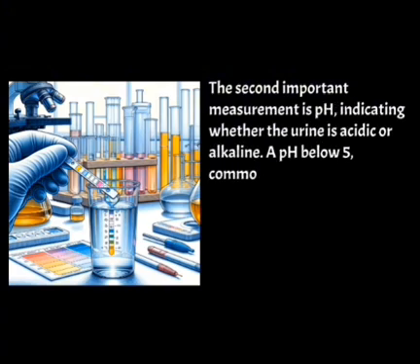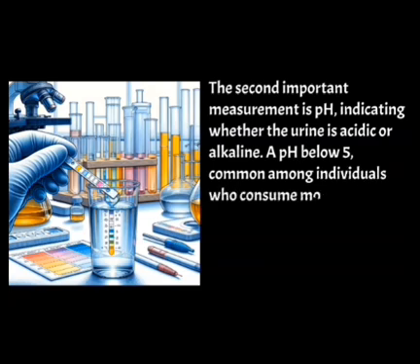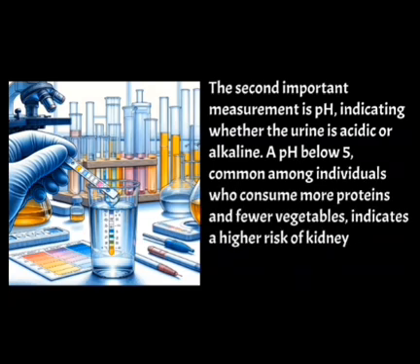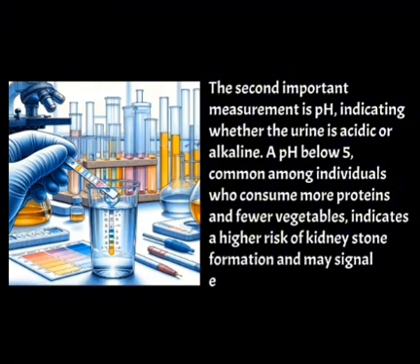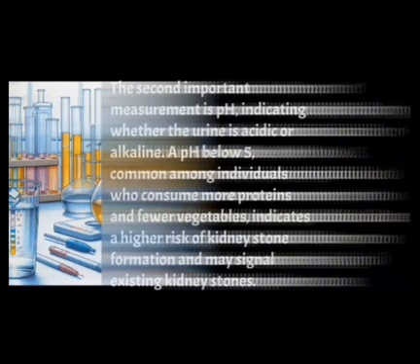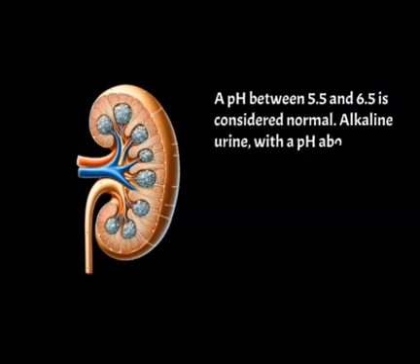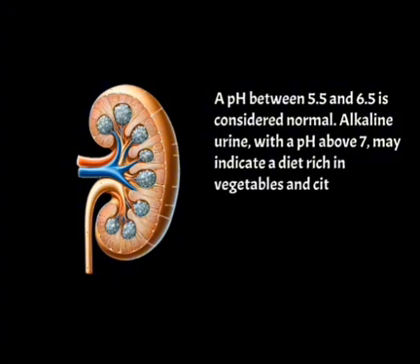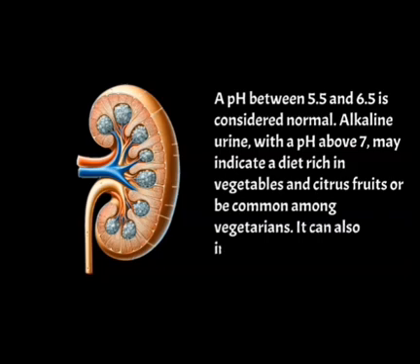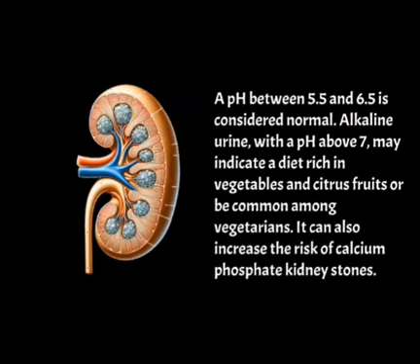A pH below 5, common among individuals who consume more proteins and fewer vegetables, indicates a higher risk of kidney stone formation and may signal existing kidney stones. A pH between 5.5 and 6.5 is considered normal. Alkaline urine, with a pH above 7, may indicate a diet rich in vegetables and citrus fruits or be common among vegetarians. It can also increase the risk of calcium phosphate kidney stones.